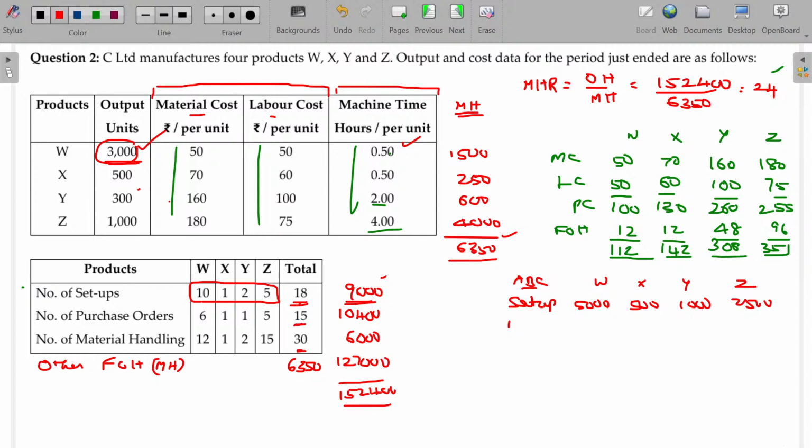In case of purchase order, 10,400 for how many purchases? 15 purchases. Now share this to W, X, Y, Z in this ratio 6:1:1:5. Come on. 10,400 divided by 15 into 6. Make it fast. 4,000. 160 and 1 share.